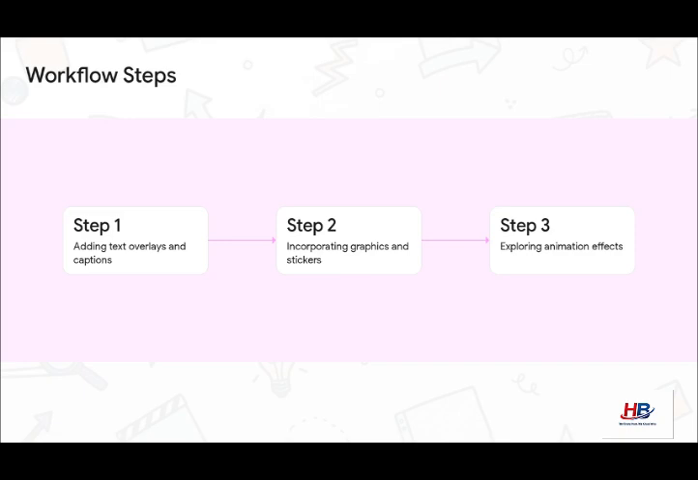So the crucial point is this sequential layer cake workflow. It's a completely repeatable process. Step 1, add your text and captions to secure that information layer and boost retention. Step 2, incorporate your graphics and stickers to reduce cognitive load and set the right tone. And Step 3, explore animation effects to direct the eye intentionally and breathe life into the whole thing. You aren't just throwing everything at the timeline at once. You are stacking these elements sequentially to engineer a truly deliberate viewing experience.